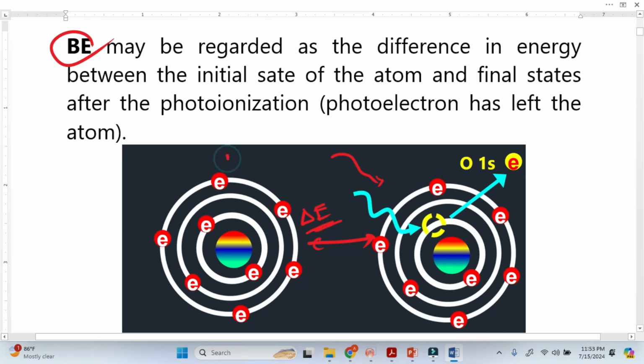What was the initial energy of this atom before photoionization, and what is now the energy of this atom after photoionization? So we also define binding energy in this way in the case of XPS.